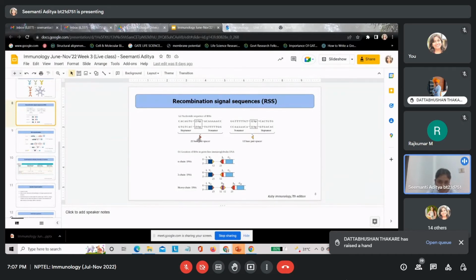But what is the sequence? That sequence is not conserved. The heptamer and nonamer sequences are conserved, but the 23 base pair spacer sequence and the 12 base pair spacer sequence are random. This random addition of nucleotides between two segments of any receptor, B cell receptor or T cell receptor, is providing junctional diversity. That is what is providing sequence diversity in both T cell and B cell receptors.